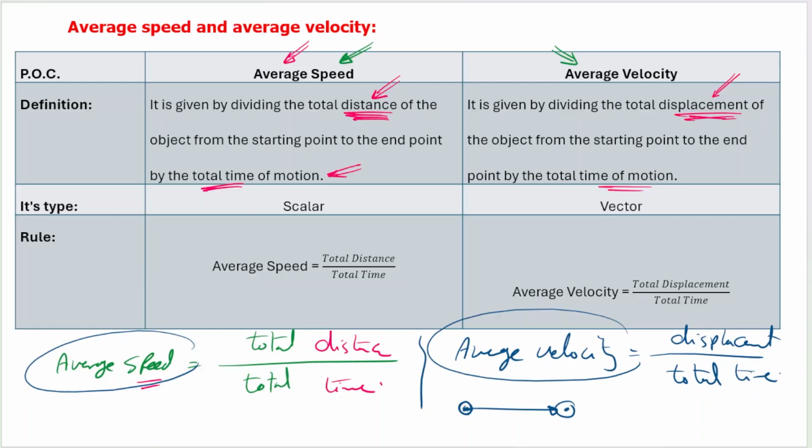But what is the difference between average speed and average velocity? For average speed, we are taking the total distance divided by total time. The type of average speed, of course, is scalar, but average velocity is a vector. The formula: total distance divided by total time is average speed. Displacement divided by total time is average velocity.